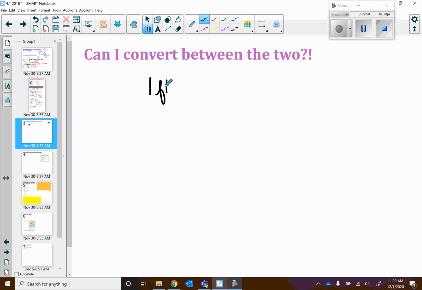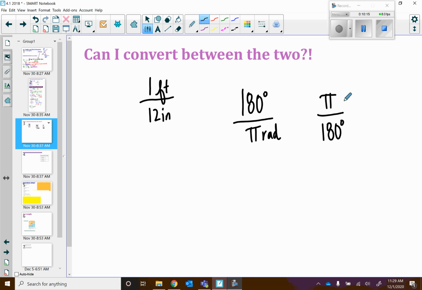Just like I would say 1 foot is 12 inches or any other measurement, I can say 180 degrees is the same as pi radians, or I can write that as pi over 180, depending on what you're trying to cancel out. This is going to be a unit conversion type problem. Don't stress when you hear those words. I could also write this as 360 degrees divided by 2 pi, because that's how many there are in a full circle, but we would simplify that because we divide everything by 2.